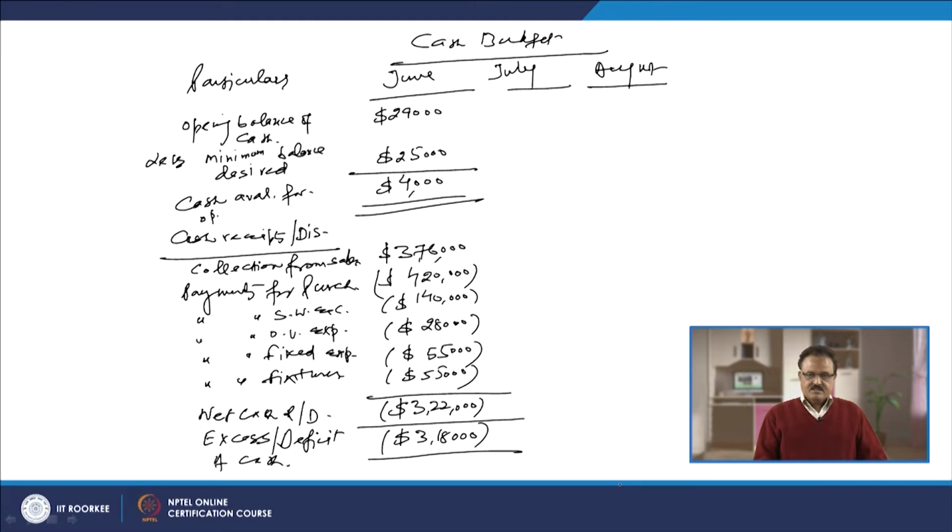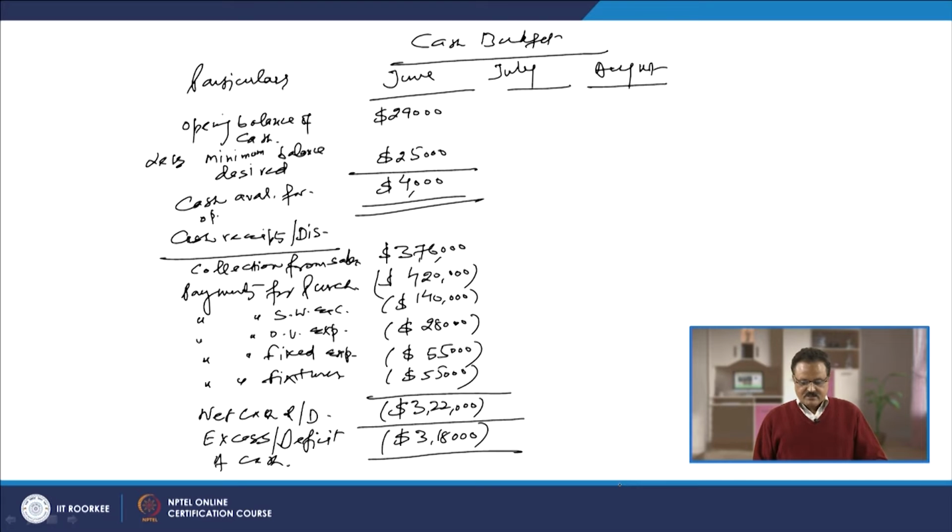If you compare the total receipts and payments in terms of cash, we found that our payments have been more than what we received from our collections. So we had to find the net cash received or disbursed, how much was received and how much was disbursed. If you find the difference, we found that $322,000 is the negative balance we had, because we had to pay more and we received less.